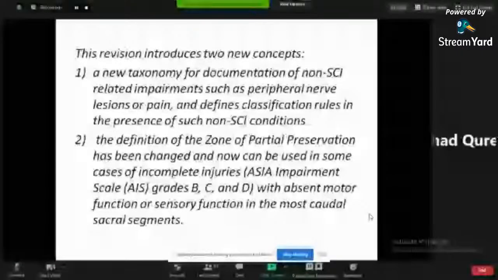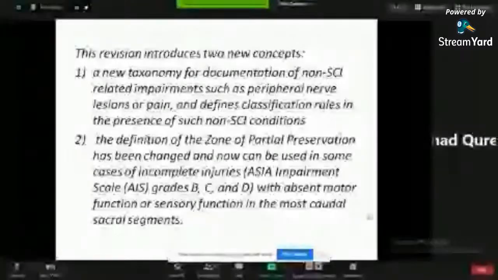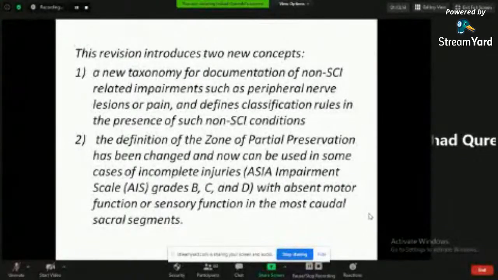Injuries, as we know, if you follow the ASIA Impairment Scale, the incomplete injuries are B, C, and D. So now this can be incorporated in incomplete injuries also, with the absence of motor function or sensory function in the most caudal segments.